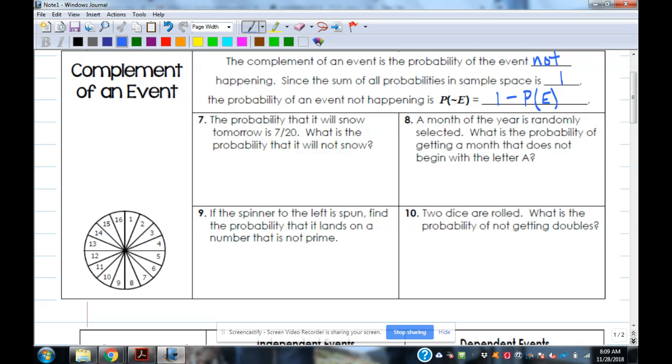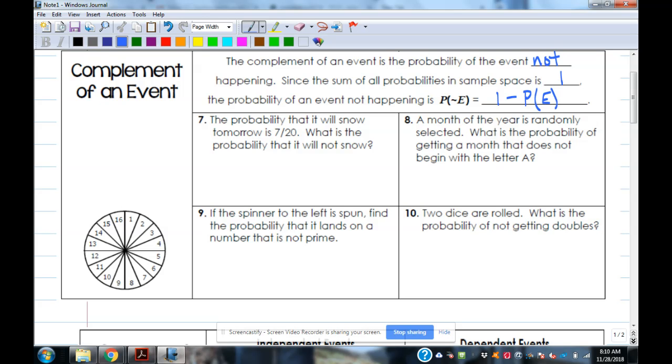We know that it's simple because it only has 2 options. But when you start adding more options in there, it gets a little bit more difficult in finding the probability of something not happening. Just take the probability of it happening and subtract it from 1, and you get that probability, or the complement of that event. All right, so let's look at number 7 there. Get some examples with some actual stuff happening.